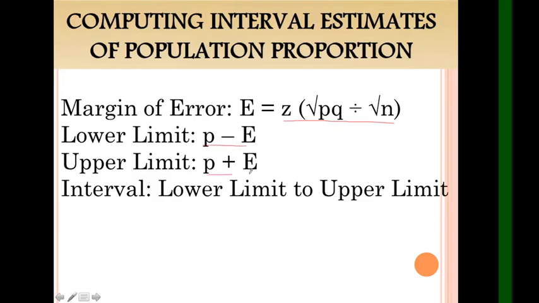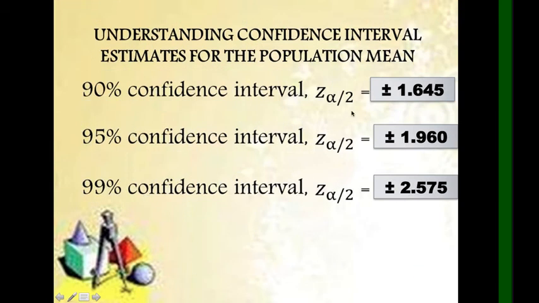And for the upper limit, we have P plus E, which is the margin of error, and P is the proportion. And then for the interval, we have lower limit to upper limit. So we just combine the lower limit and the upper limit. In here also, we will use the following confidence levels.